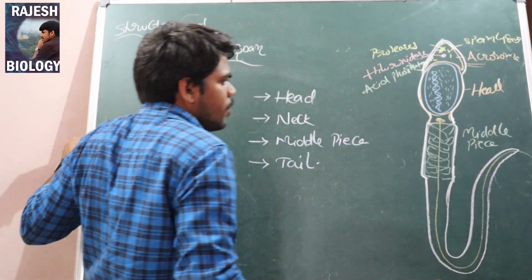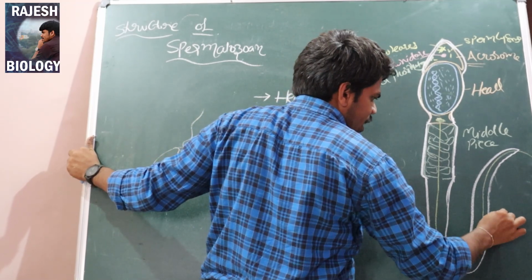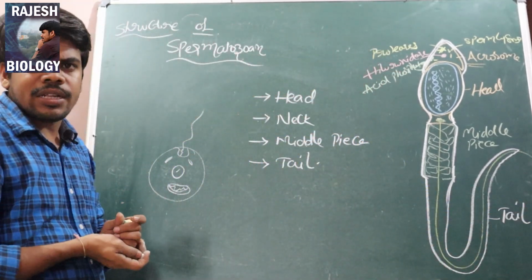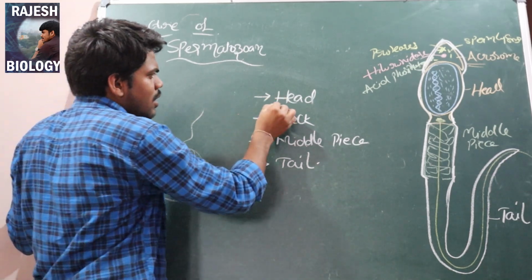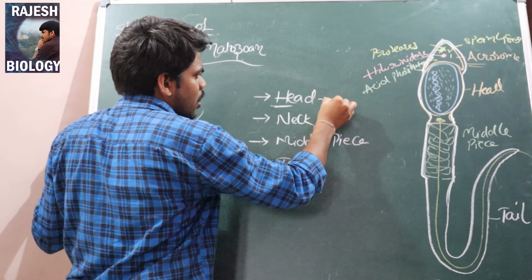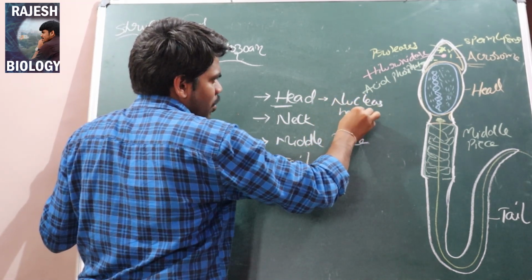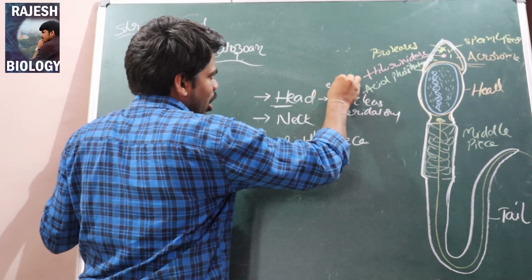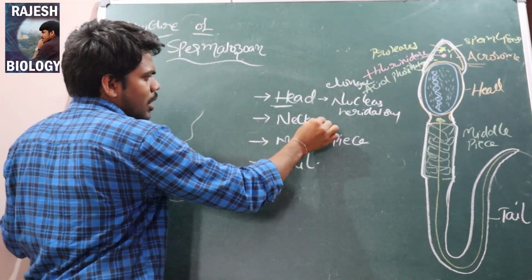Like this. So this is the structure of a sperm cell, and it has a tail. Now we will discuss each and every structure of the spermatozoa and its function. First, the head. The head contains the nucleus, and the nucleus carries hereditary information. It is an elongated nucleus. Come to the neck.